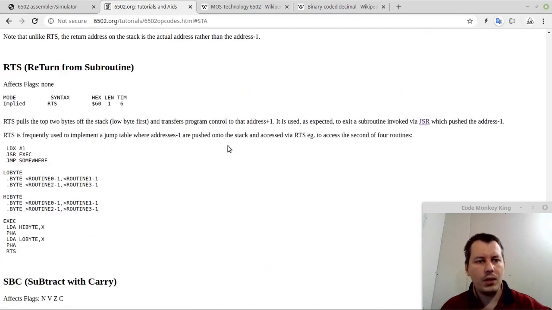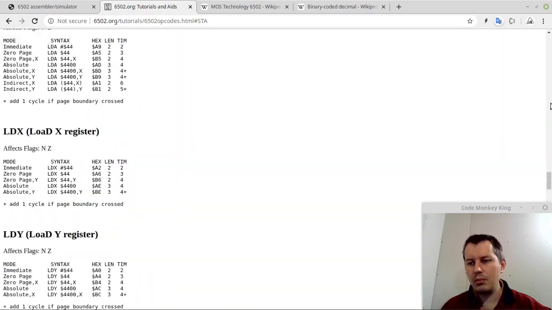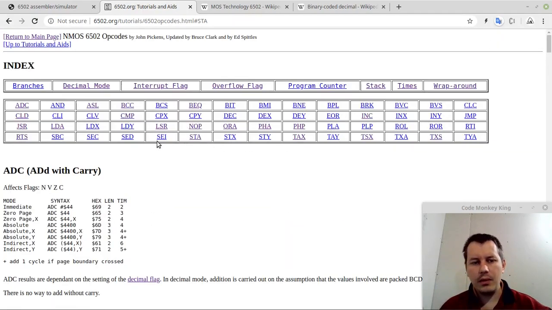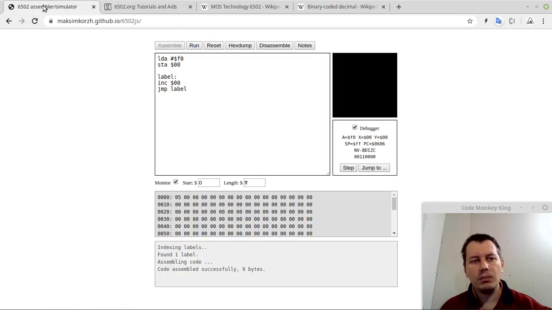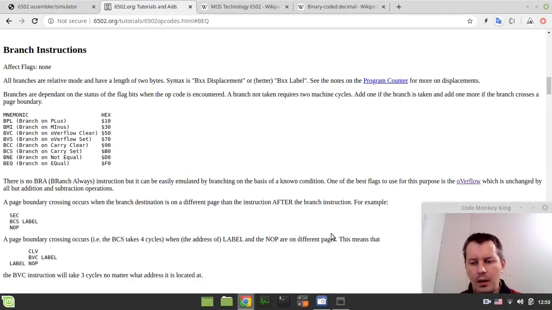So if we have any doubts, we can just go back to the documentation and have a look at this INC, and yeah, it doesn't affect any flags. So if we go above the value of a byte, we can't know that. If we need to keep track of that, we need to explicitly implement that as well. Okay, so I hope this is clear in regards to loops, and now let's have a look at branching.